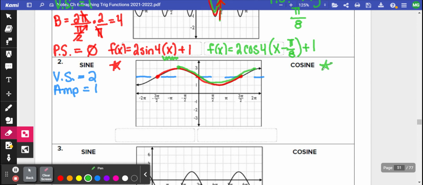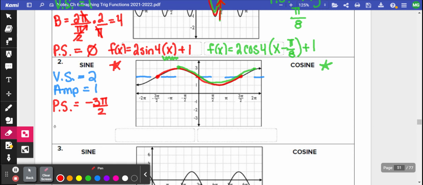We'll do that one in green again. So we have our vertical shift, we have our amplitude. So for our phase shift, this moved to the left 3 pi over 2. So I'm going to put negative 3 pi over 2, meaning it moved to the left 3 pi over 2.